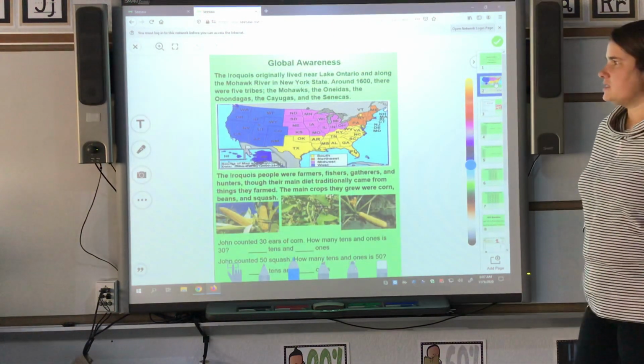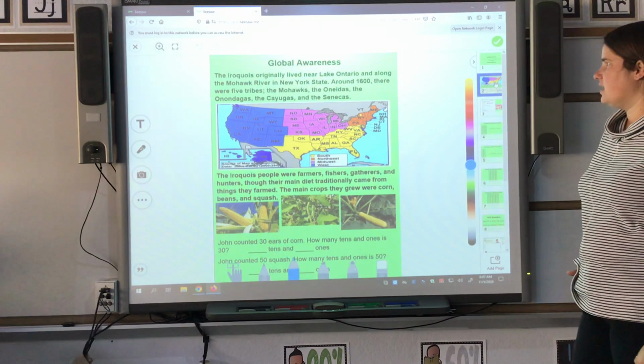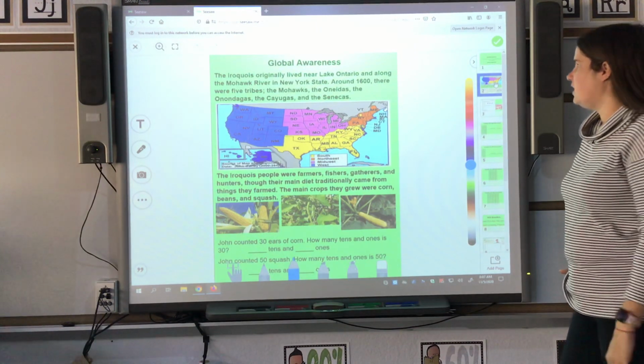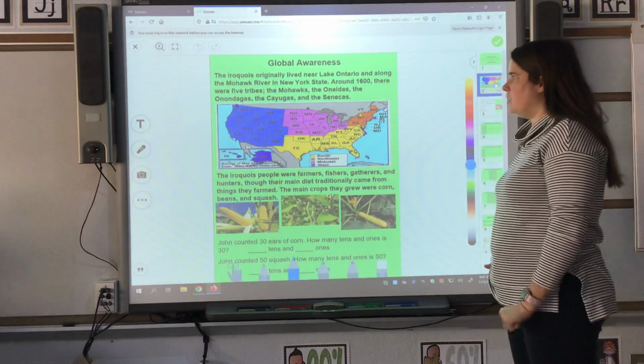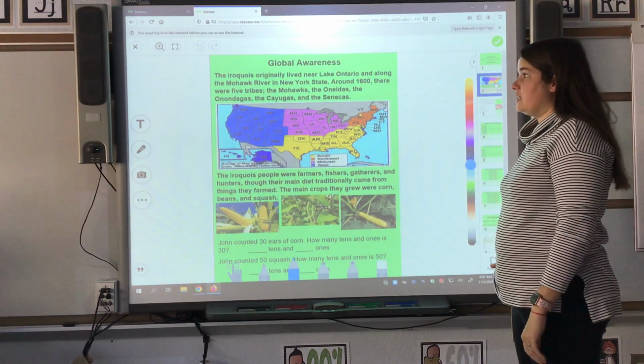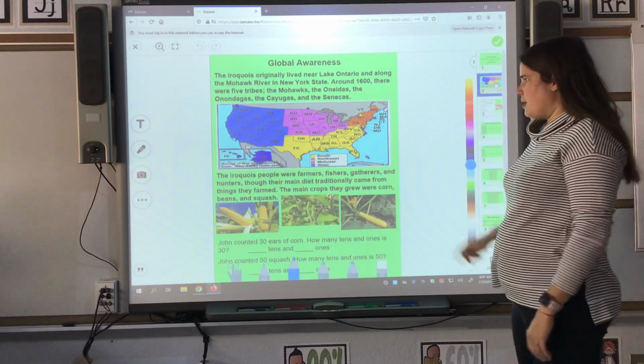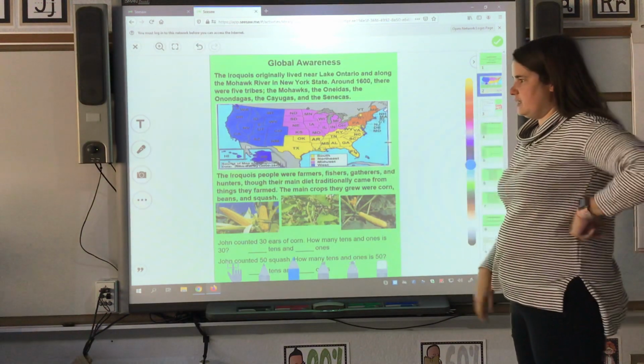Our global awareness: The Iroquois originally lived near Lake Ontario and along the Mohawk River in New York State. Around 1600, there were 5 tribes: the Mohawks, the Oneidas, the Onondagas, the Cayugas, and the Senecas. So, looking on the map, you can see where they were located.